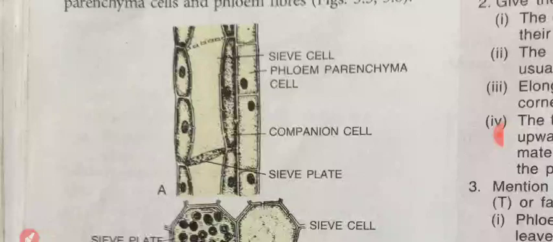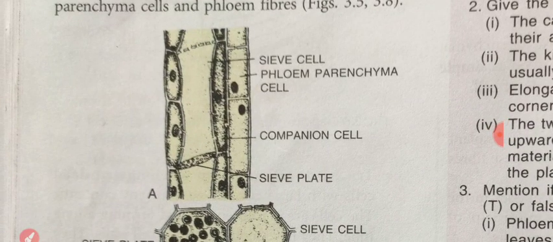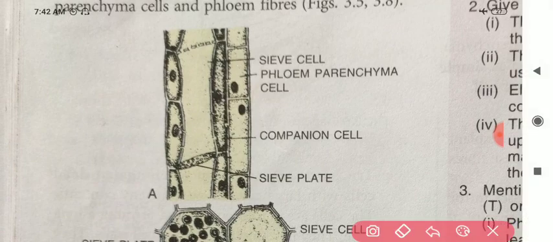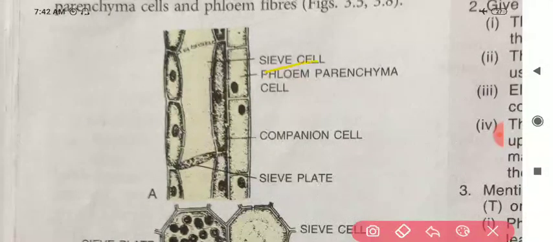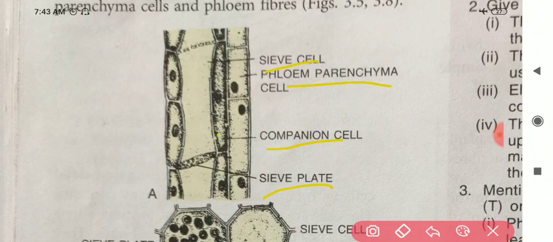You can see here the sieve plate is present, sieve cell, then phloem parenchyma, this part, next companion cells are present, and sieve plates are present in the sieve cell. Clear? So different parts of phloem are being discussed here. This diagram is very important for the exam.